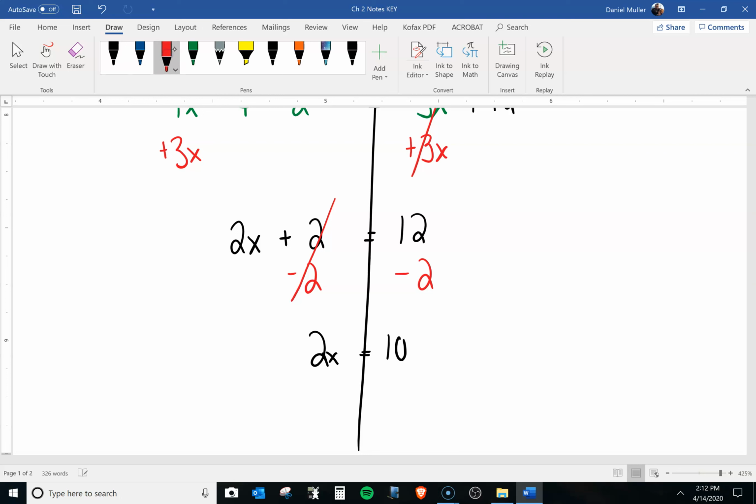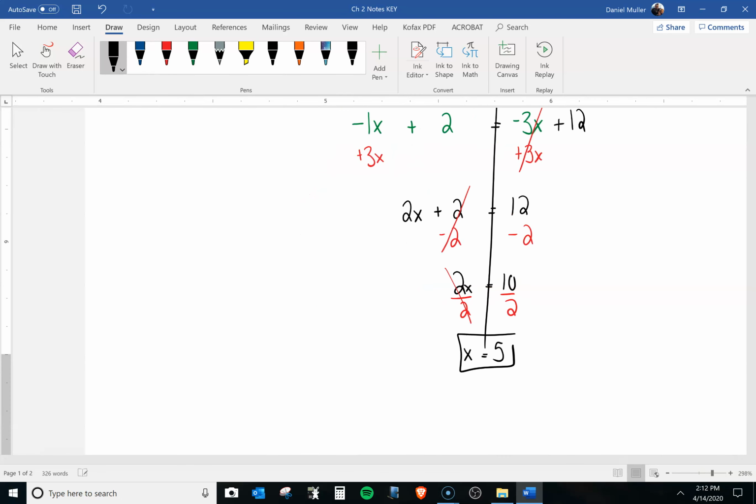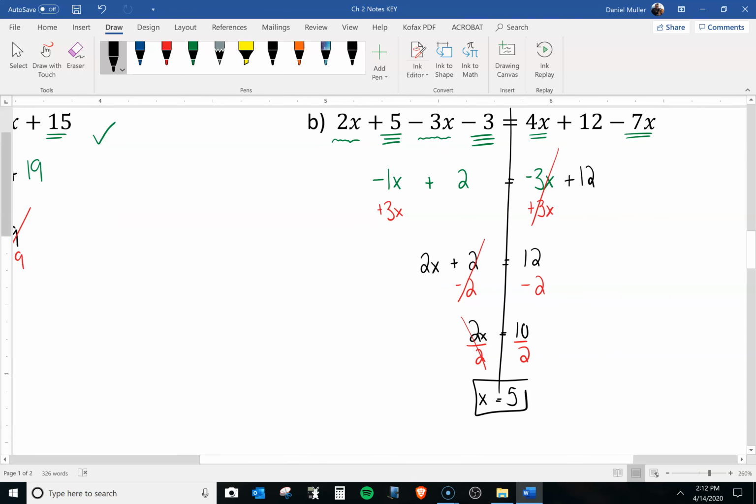And then this is a 2 times x. It's a times, so I'll do the opposite of times, which is divide. So I'll divide both sides. So those are gone, leaving just an x on the left, and on the right, 10 over 2 is 5. So there's a lot going on in that question.